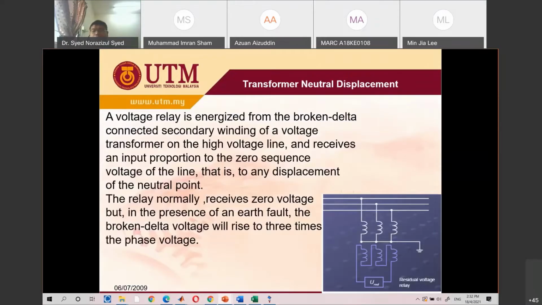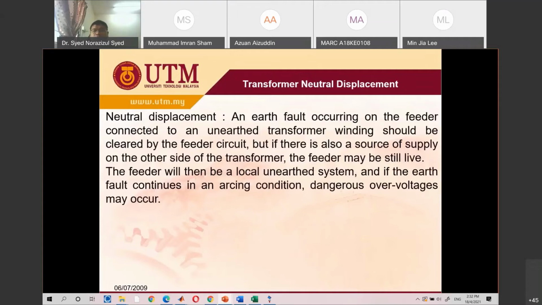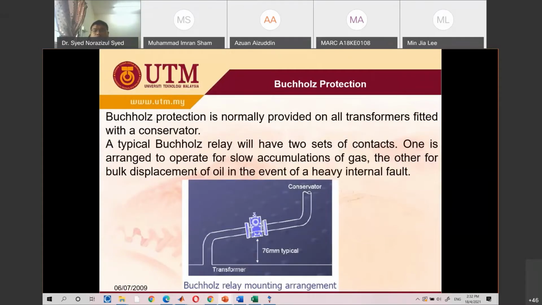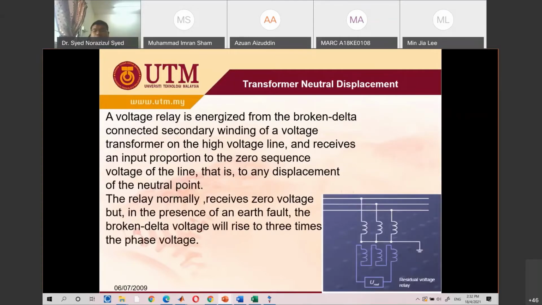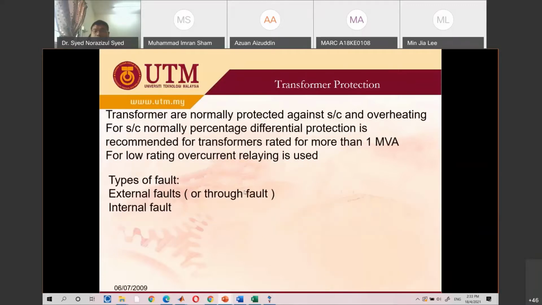Okay, so previously, just going back to this part, we learned about the Buchholz relay, Buchholz protection, and also briefly the transformer neutral displacement and the use of REF, restricted earth fault, and the displacement of the neutral point. So I think the transformer protection, we have done that.